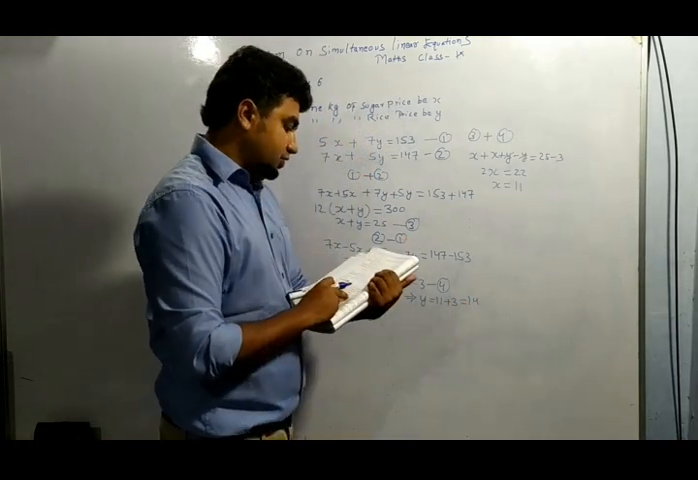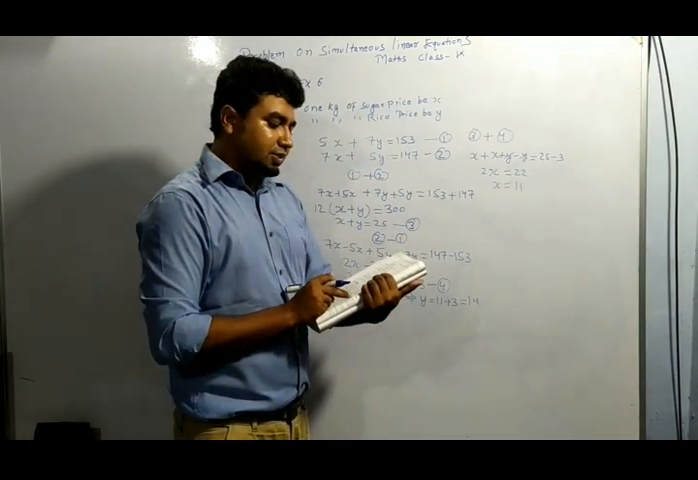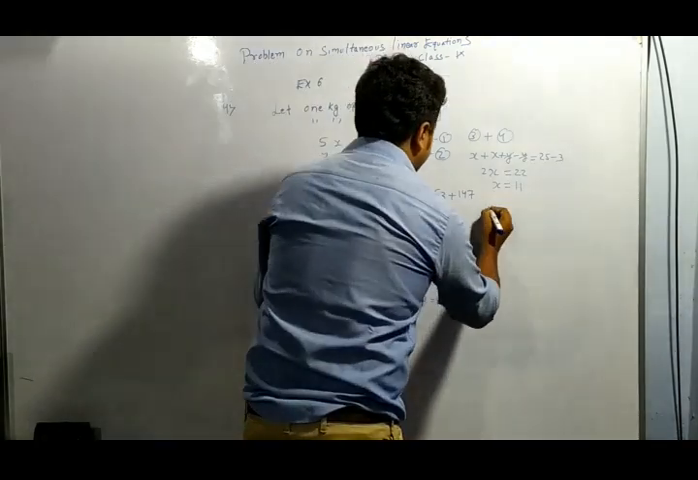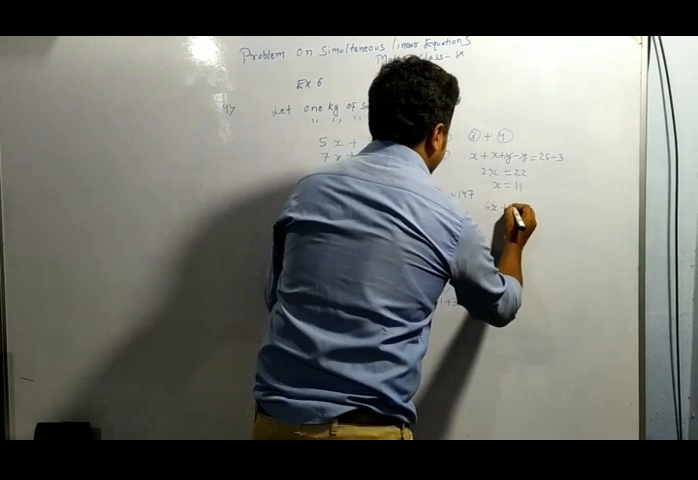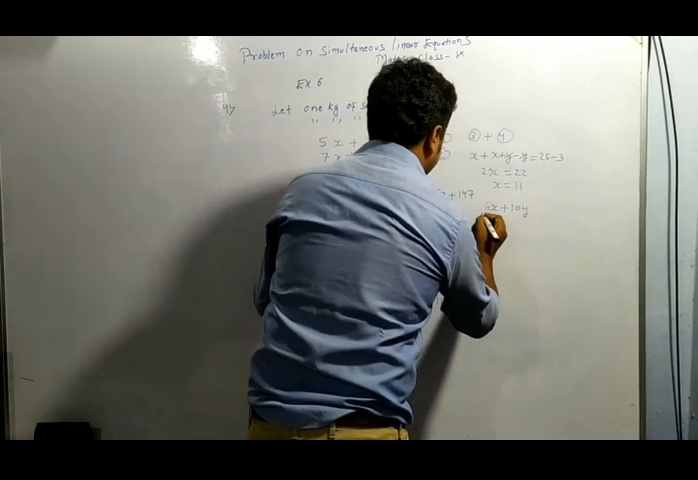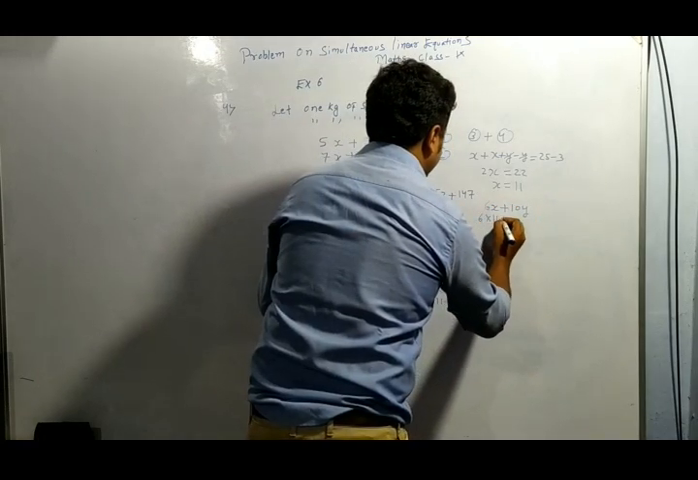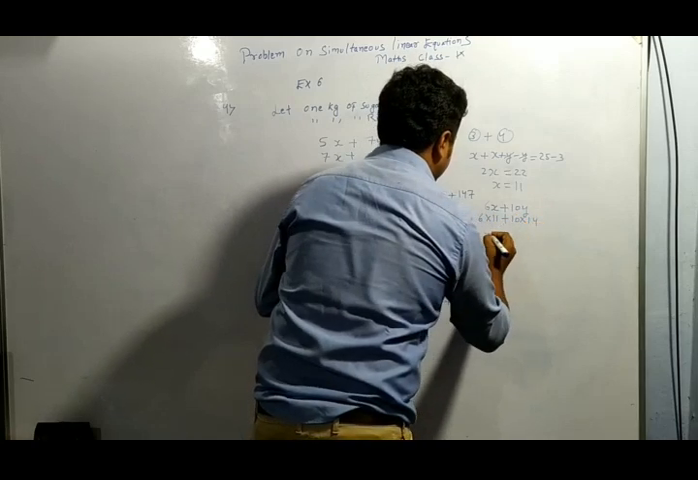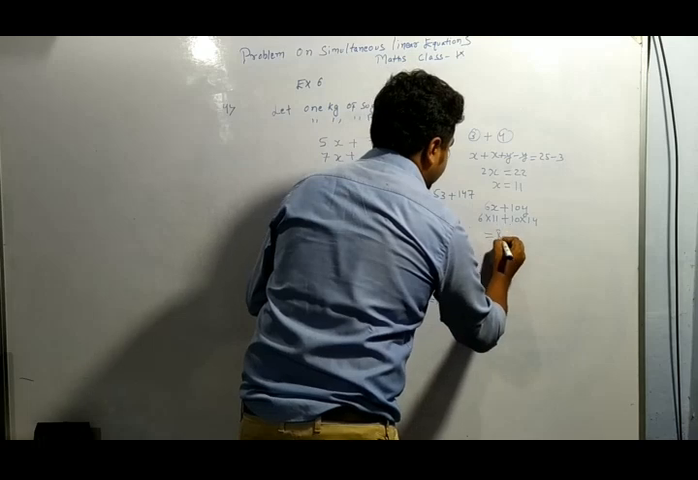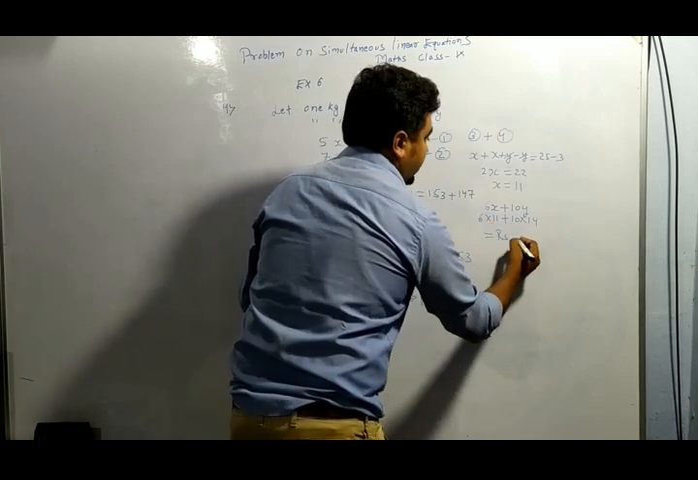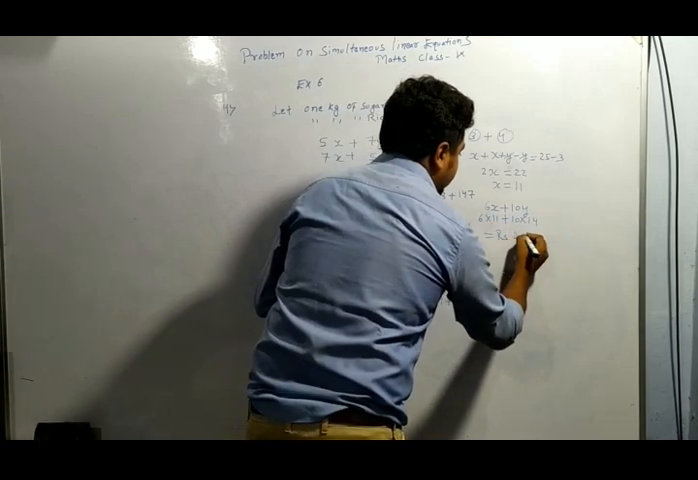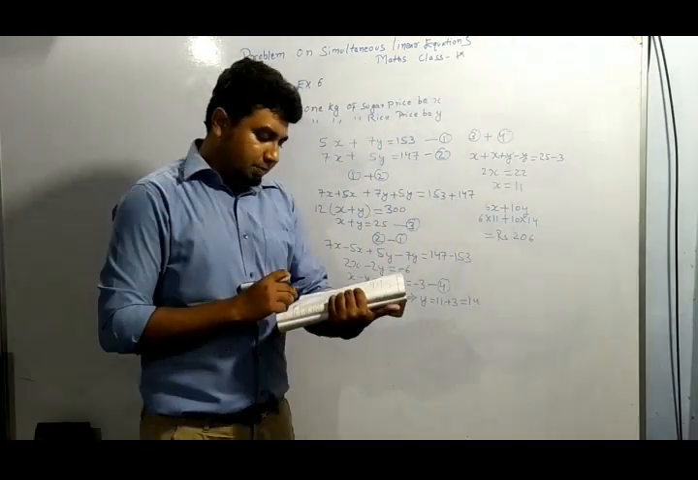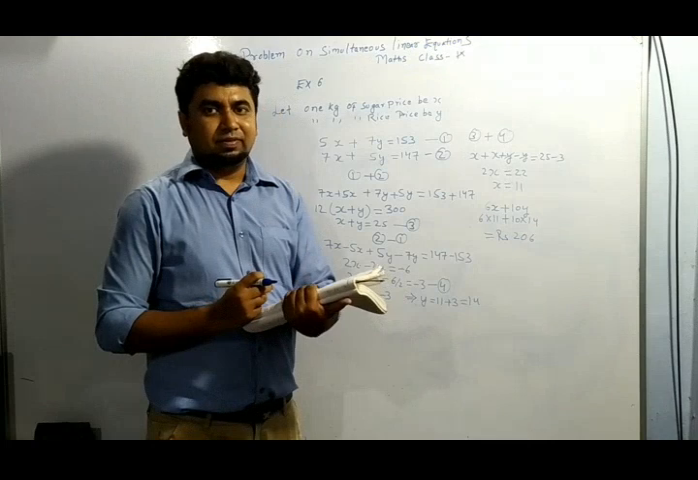Now what we have to find? 6 kg of sugar as well as 10 kg of rice. So 6x plus 10y we have to find. 6 into 11 plus 10 into 14. So we are getting 66 plus 140, which is equal to 206. So this is question number 4. Now we will be discussing question number 7.